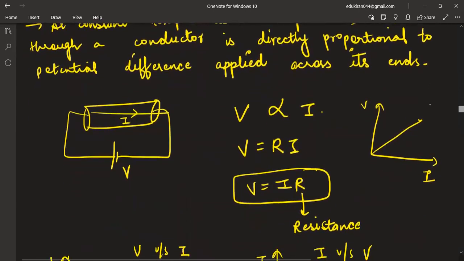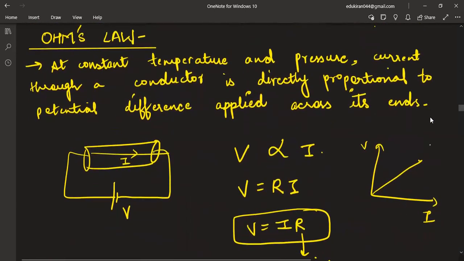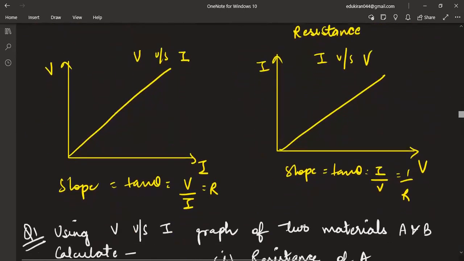Then a very important law, but a very easy law, that is Ohm's law. This is important for your Friday's test as well. See, Ohm's law is what? Ohm's law basically says that if temperature and pressure, these two quantities remain the same, then the potential is directly proportional to current. If you remove the proportionality sign, you get a constant. So V is equal to IR, and R is the resistance.